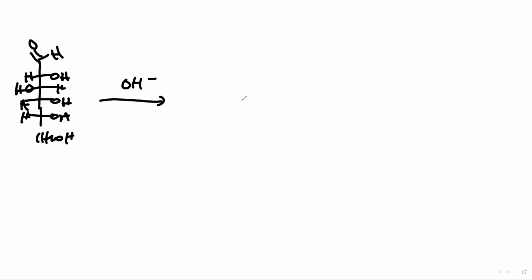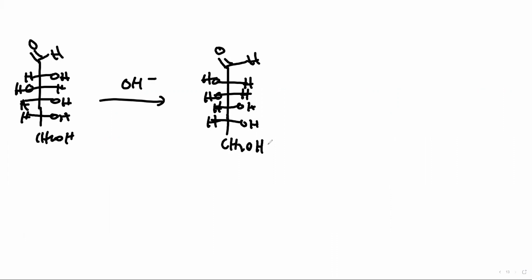So if I draw this on the other side here, I had glucose. I put this in base. What I get is another aldose, just a C2 epimer, which, hey, we talked about this. Who's a C2 epimer? Who makes the finger gun? That's mannose.